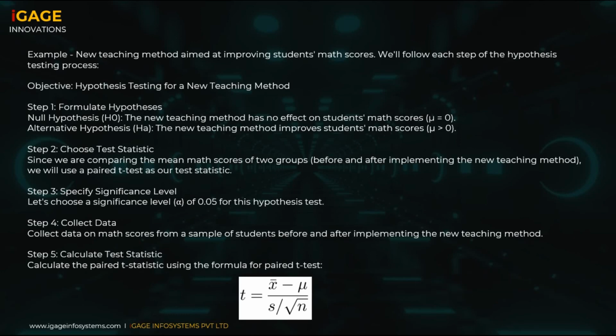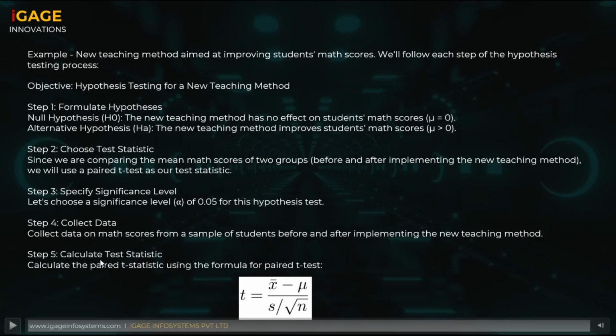When the sample size is small, generally we prefer the t-test. After that, we have to specify the significance level. We have chosen the significance level as 0.05. As I mentioned, in most cases we prefer the 95% confidence interval. So in this case as well, the significance level for a 95% confidence interval is 0.05, so we have taken 0.05.